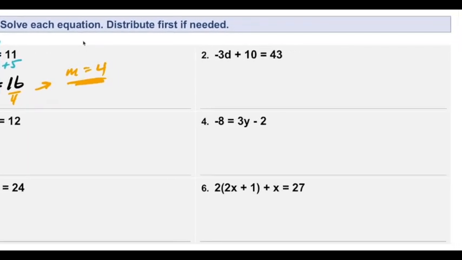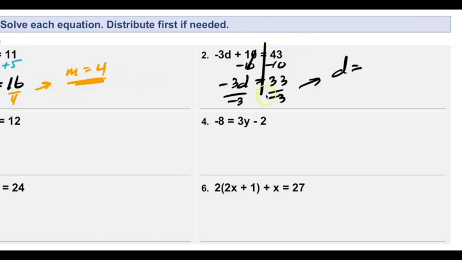Move on to number 2. Equal sign. We're going to try to get the 3d by itself. So we're going to subtract 10 first. We want to get rid of this guy first. We always want the variable last. So try to get the variable by itself. Get rid of this stuff. Negative 10, negative 10. Negative 3d. These cancel. That gets me 33. Then divide by negative 3. 33 divided by negative 3 is negative 11.